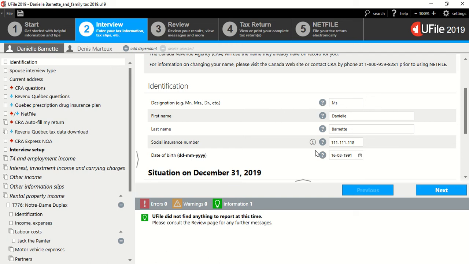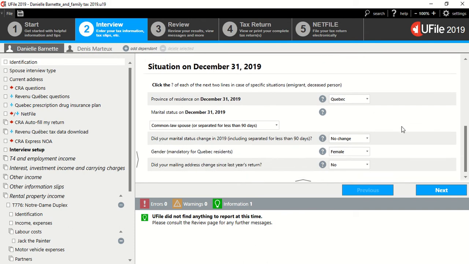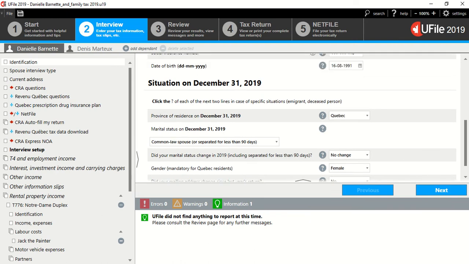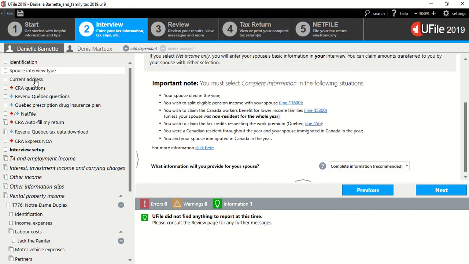I filled out the identification section of the taxpayer as follows, and I made her a Quebec resident because it's a bit more complicated, but as you will see, UFile simplifies things because as you do the federal return, in the background it does the Quebec return on its own separately. Identified her as female and common law. Okay, and for a spouse interview, I chose the option complete information, the recommended option.